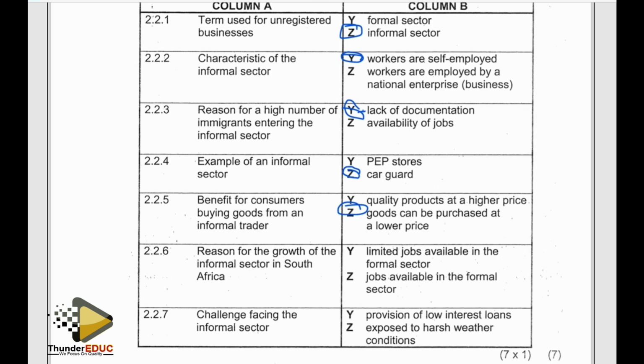Then we move on to the next question, 226, reason for the growth of the informal sector in South Africa. Why are we having so many people in the informal sector in the current situation of South Africa? Right, the correct response there is Y.